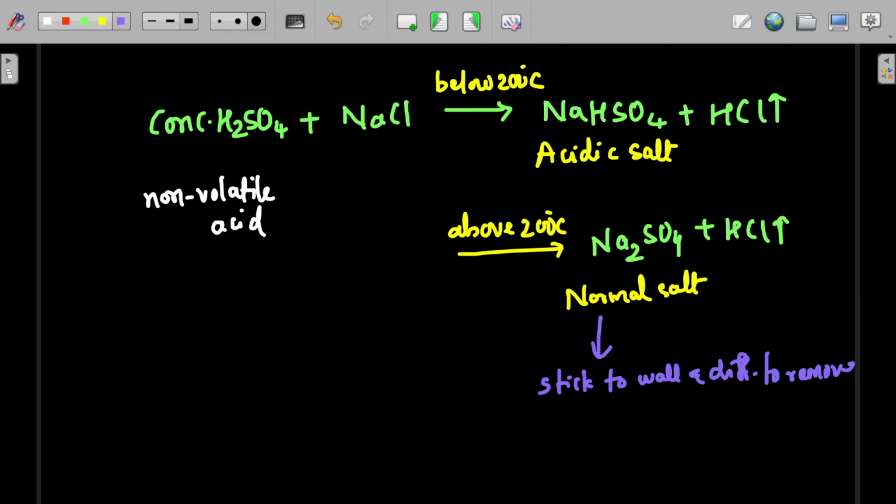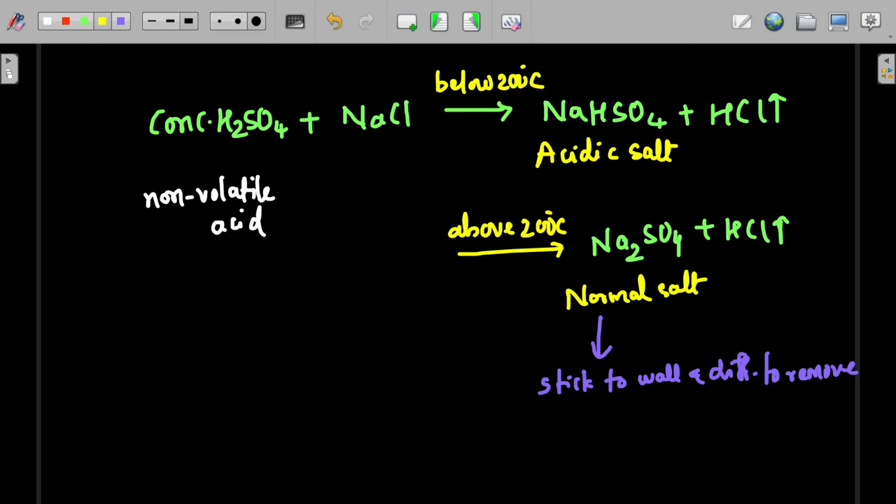Will the HCl also decompose if it's above 200? HCl will not decompose. The sodium sulfate sticks to the wall and is difficult to remove. Therefore, we don't do this above 200 degrees Celsius.